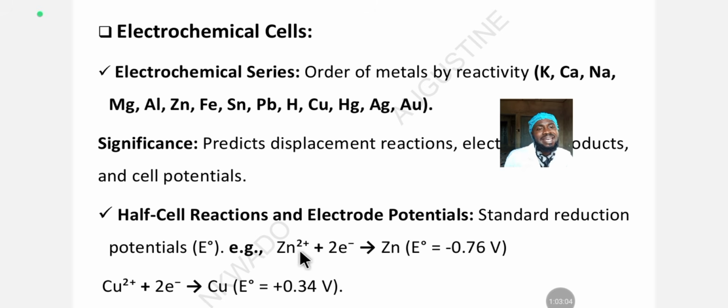So this is a half cell reduction process. You can see that this one is negative, negative 0.76. Another one here is copper ion gains 2 electrons to form copper metal. Then the standard reduction potential is equal to plus 0.34 volts. Now I am going to show you how to use this standard reduction potential to arrive at answers.